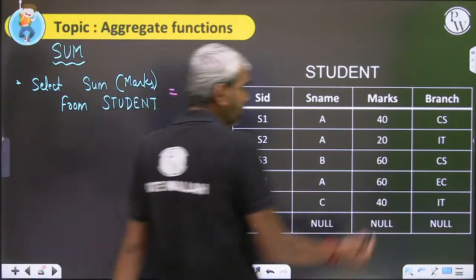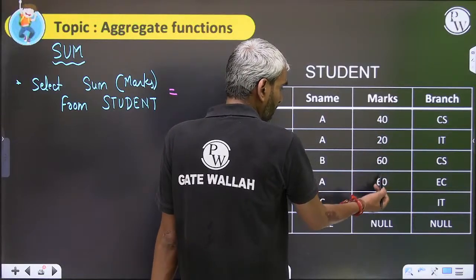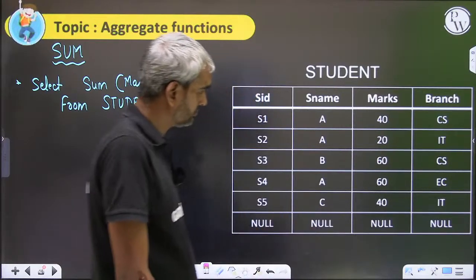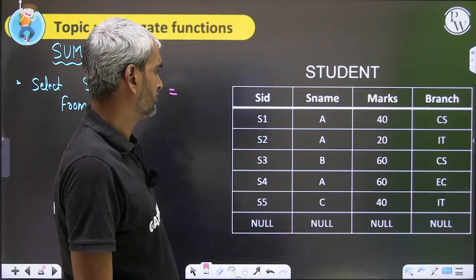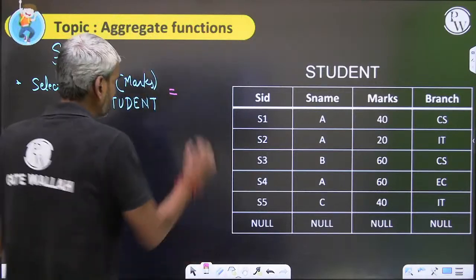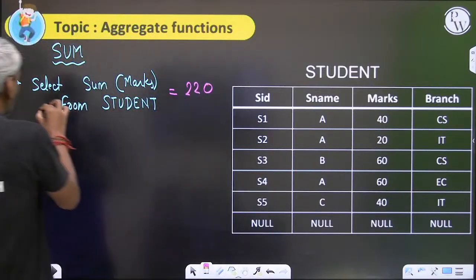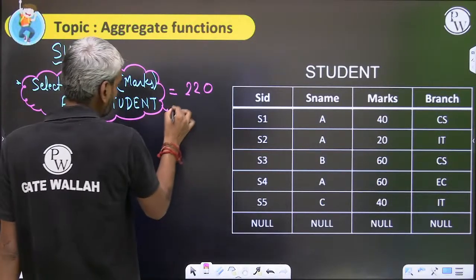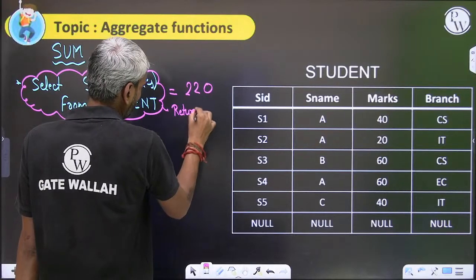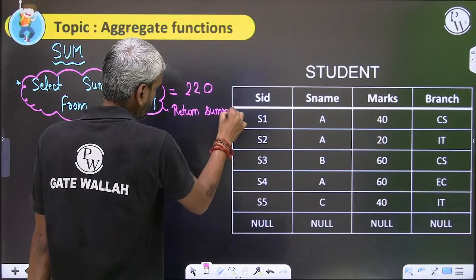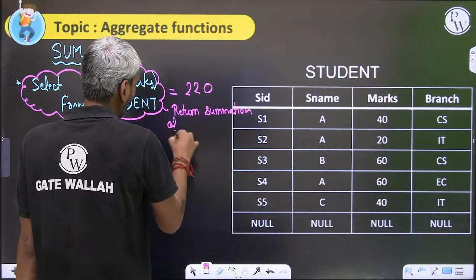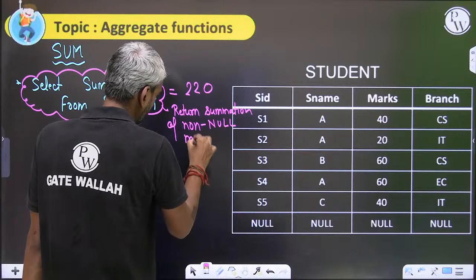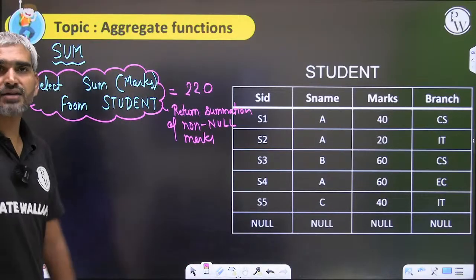So you will add all non-null marks: 40, 60, 120 and 60. This will be 220. Yes, 220. It returns the summation of non-null marks. Null will be discarded, obviously.